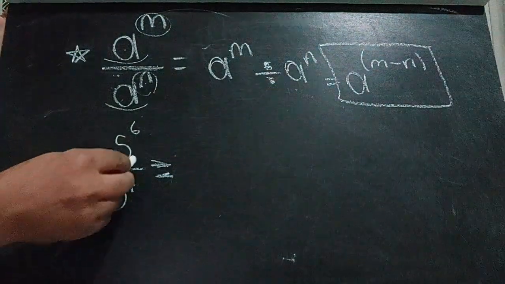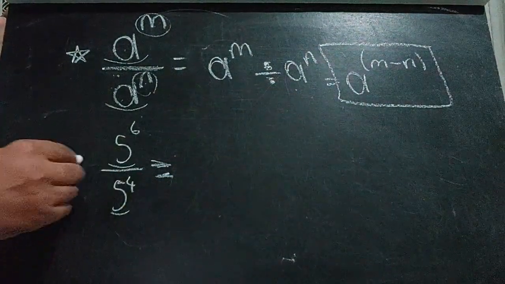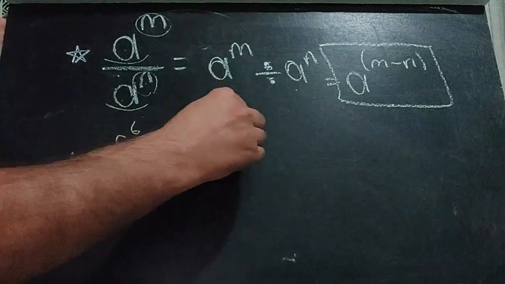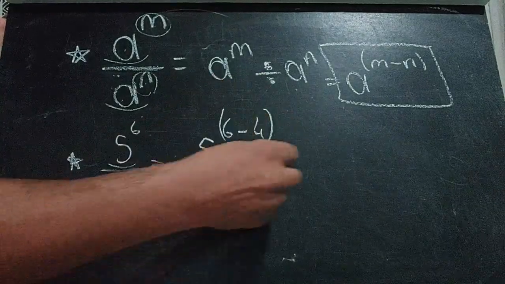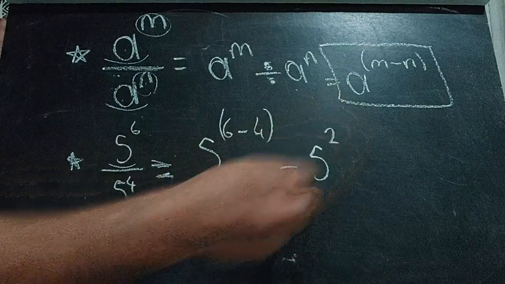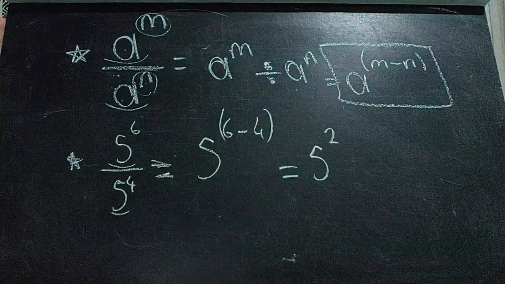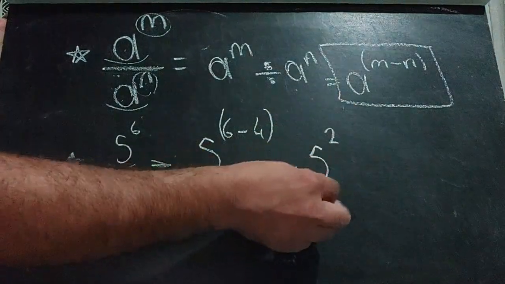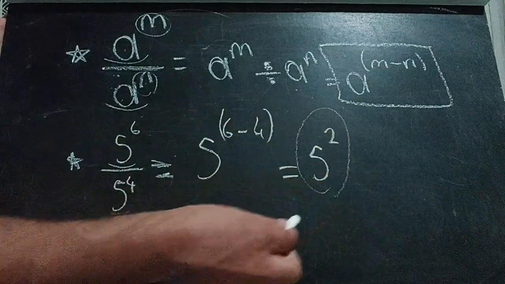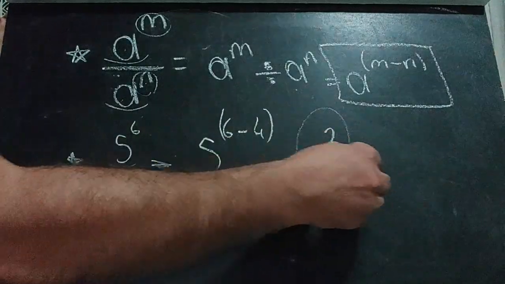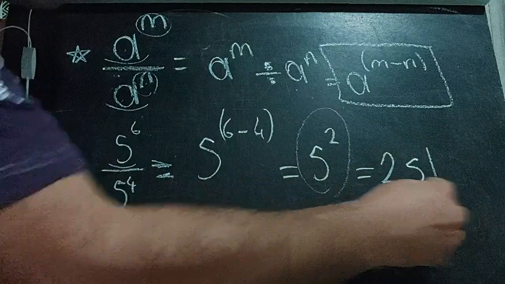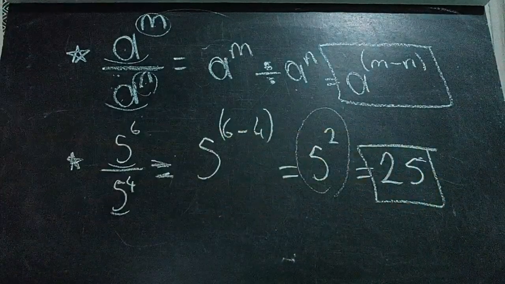So I see here 5 and 5. Subtract powers from each other. That will give me 5 power 2. 5 power 2 is 5 times 5. Remember, this one can be called the square of 5. That will be 25. Right.